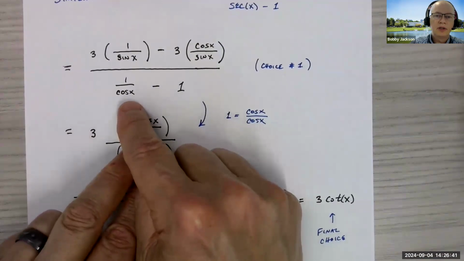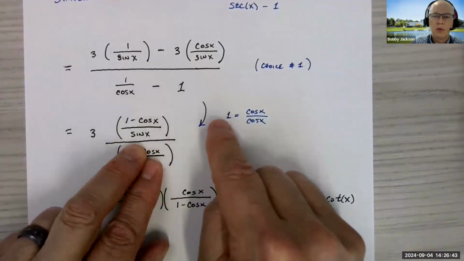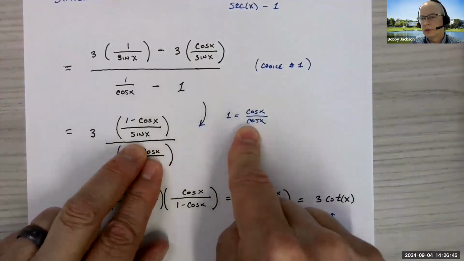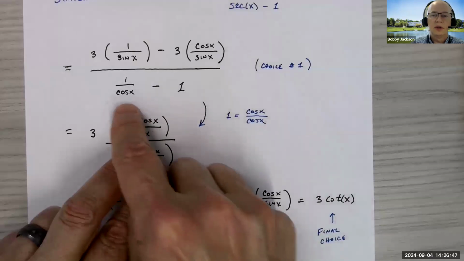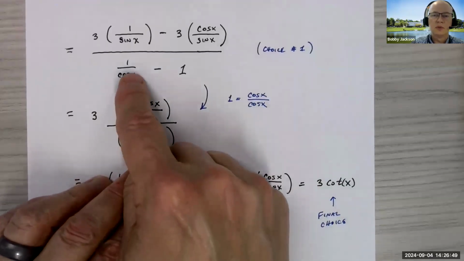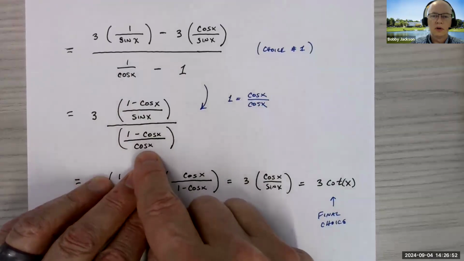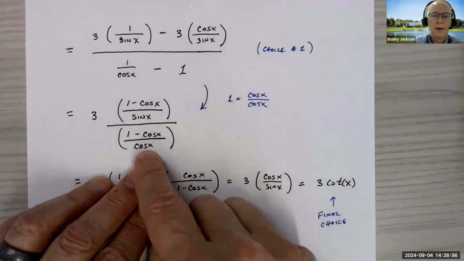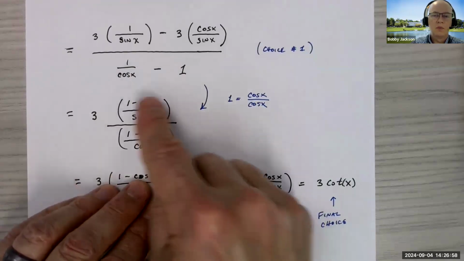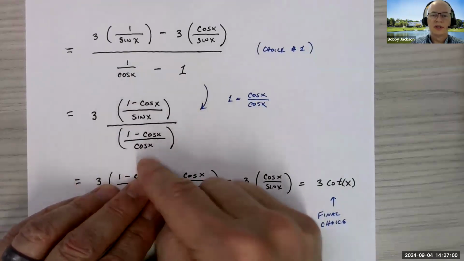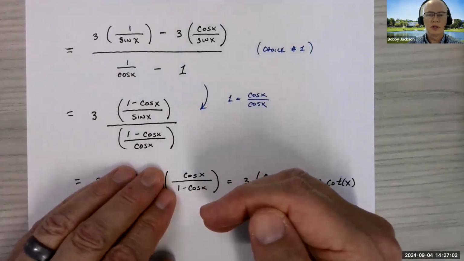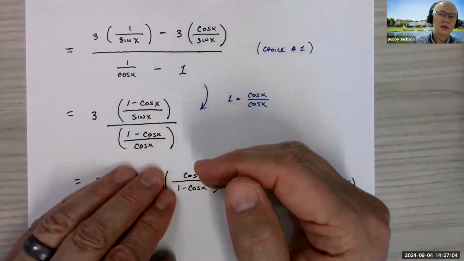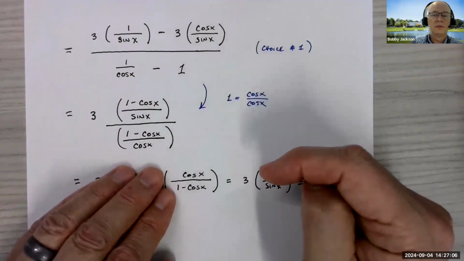And in the bottom, I can do the same thing. I need a common denominator. Well, remember, 1 can be written as cosine x over cosine x. And so our common denominator of cosine x allows me to write this as 1 minus cosine of x over cosine of x. And I think this is, again, one of the choices in the next sequence of multiple choice steps. Which one is equivalent to the original expression? Well, this one is.